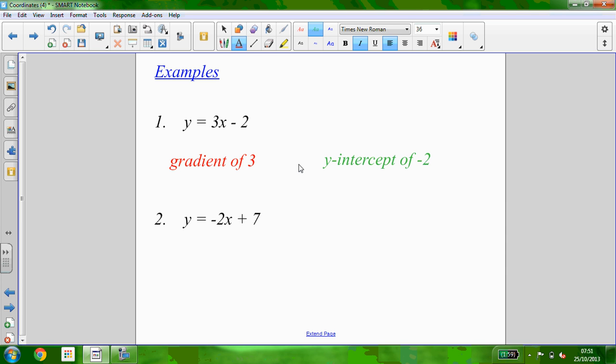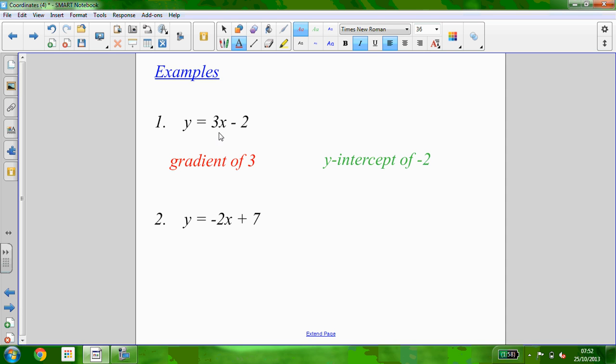The gradient bit, the steepness, is telling us that for every 1 we move across to the right in the x direction, we will move up 3 in the y direction. Hence, the bigger the value, the steeper the line.